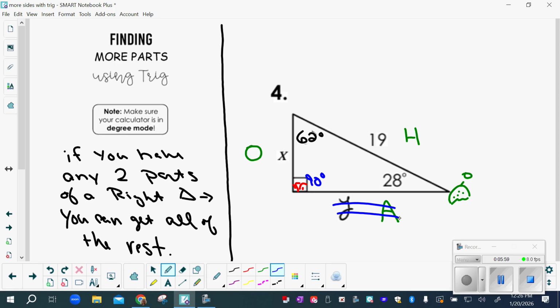We're using opposite and hypotenuse. Which is it? Opposite and hypotenuse. OA, sine. It's sine. So we're going to say sine of 28 equals opposite, which is x, over hypotenuse, which is 19.